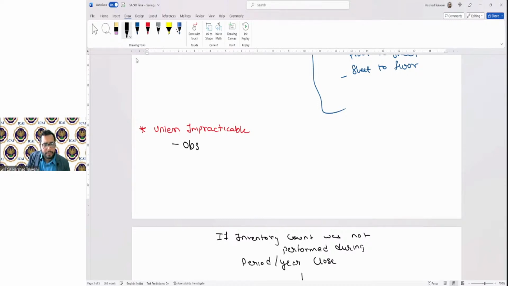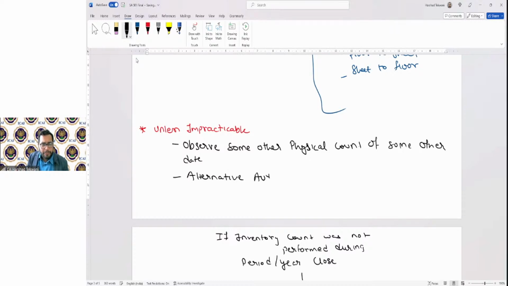Either I need to observe some other physical count of some other date, or alternate date, or I need to perform alternative audit procedures to obtain sufficient and appropriate audit evidence regarding the condition of inventory.